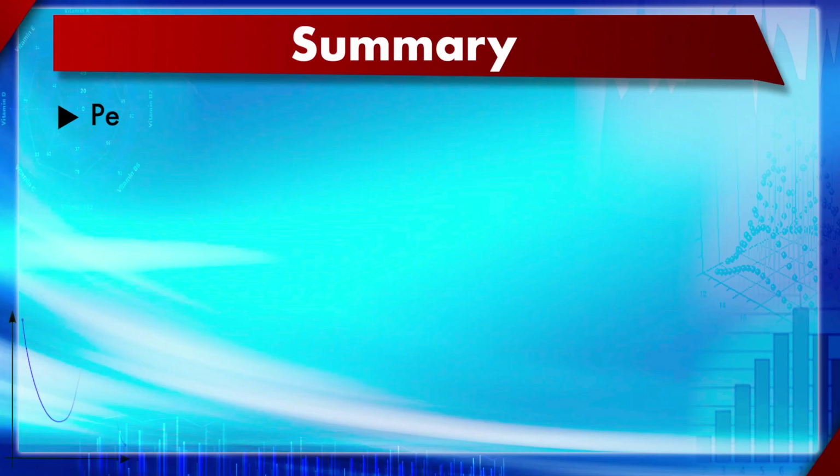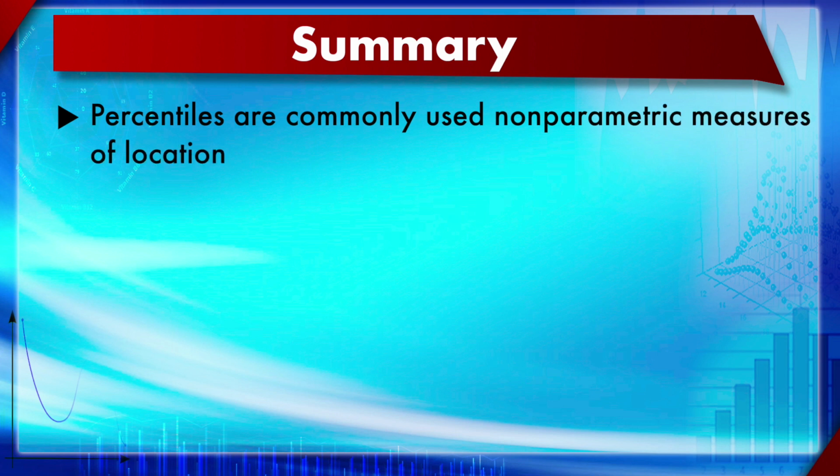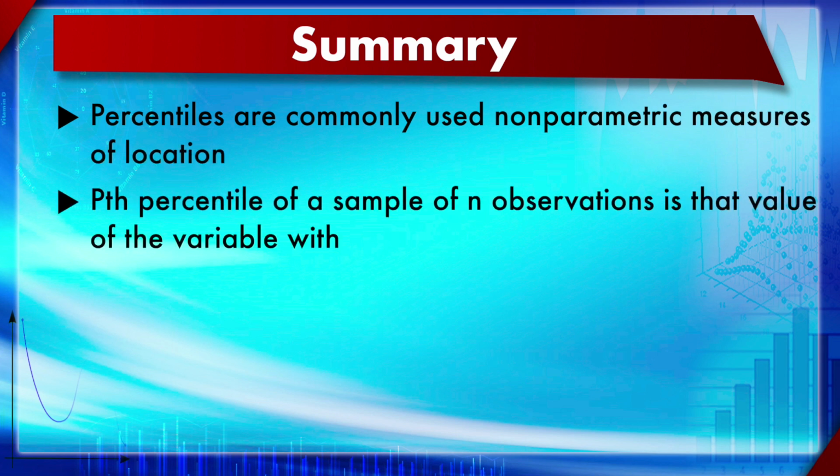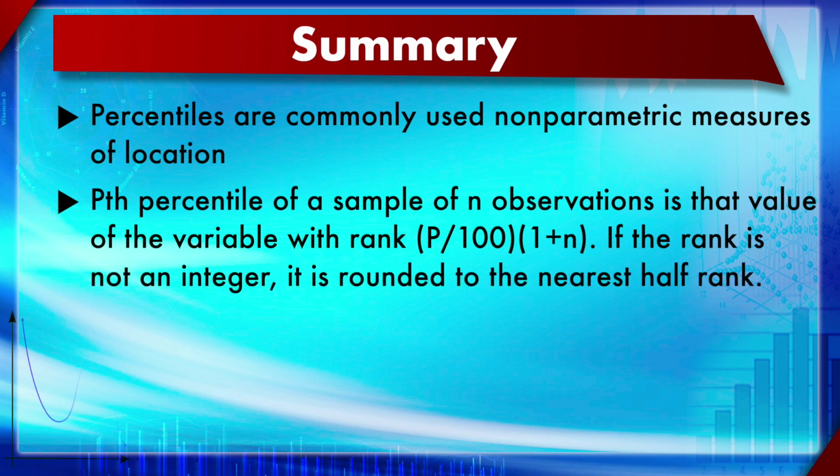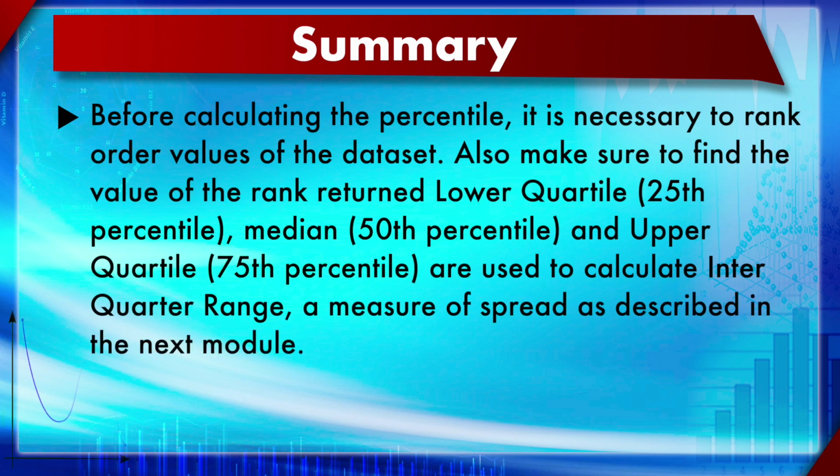So the summary is that percentiles are commonly used non-parametric measures of location. The Pth percentile of a sample of n observations is that value of the variable with the rank p/100 × (n + 1). If the rank is not an integer, it is rounded to the nearest half rank. Before calculating the percentile, it is necessary to rank order the values of the data set. Also make sure to find the value of the rank returned by the formula. Remember, the percentile formula will not give you the percentile's value. It only gives you the rank. You have to find the value of that rank from the data set, which is already ordered.